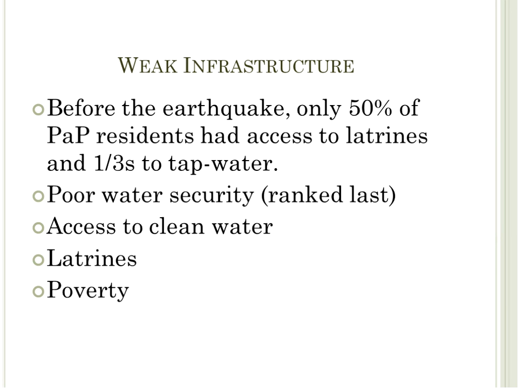So why was this a perfect storm for a cholera outbreak? Looking at Haiti, Haiti already had a very weak infrastructure. Before the earthquake, only 50% of Port-au-Prince residents had access to latrines, and 1/3 of Port-au-Prince residents had access to tap water. Haiti is considered to have very poor water security. It's ranked last in the world. Most inhabitants don't have access to clean water. They don't have latrines, and it's a really poor country.